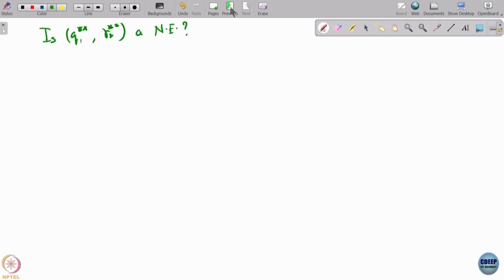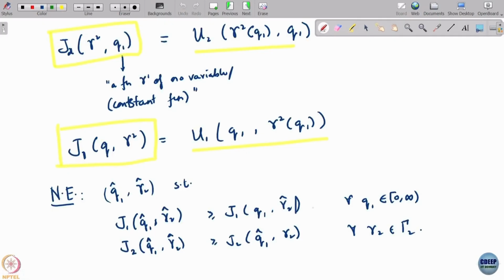What do we need to check for it to be a Nash equilibrium? We need to check these conditions here, right, which means that assuming player 2 plays gamma 2 star star, player 1 would want to stick to the quantity Q1 star star. And assuming player 1 plays the quantity Q1 star star, player 2 would want to respond with the function gamma 2 star star. Is this clear? That is what we need to check. Okay. So let us check that now.